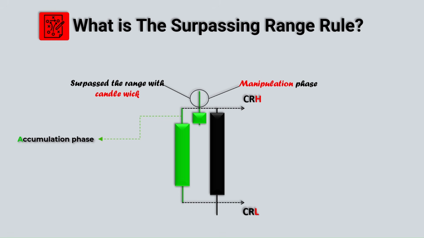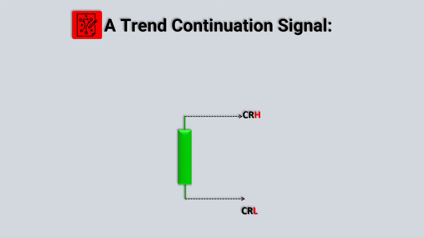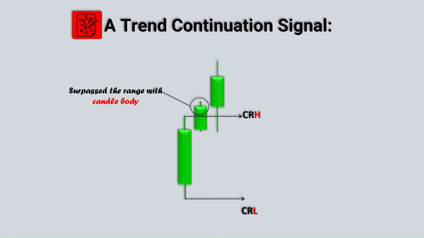When the second candle breaks the rules. In the CRT framework, the second candle's behavior is key to identifying the manipulation phase. But what if the second candle surpasses the range with its body instead of just the wick? Here's what it means. If the body of the second candle breaks out of the range, it no longer fits the criteria for the manipulation phase. Instead, this behavior suggests something different, a potential trend continuation.